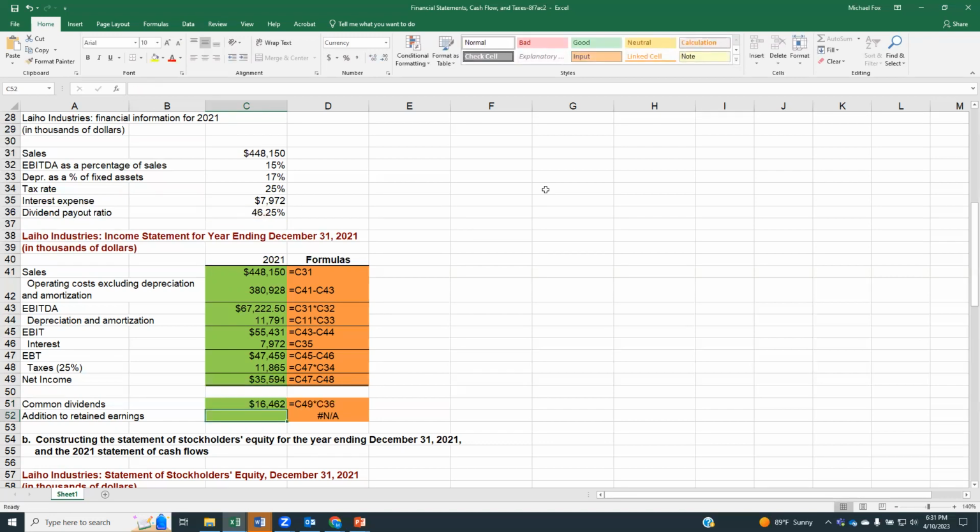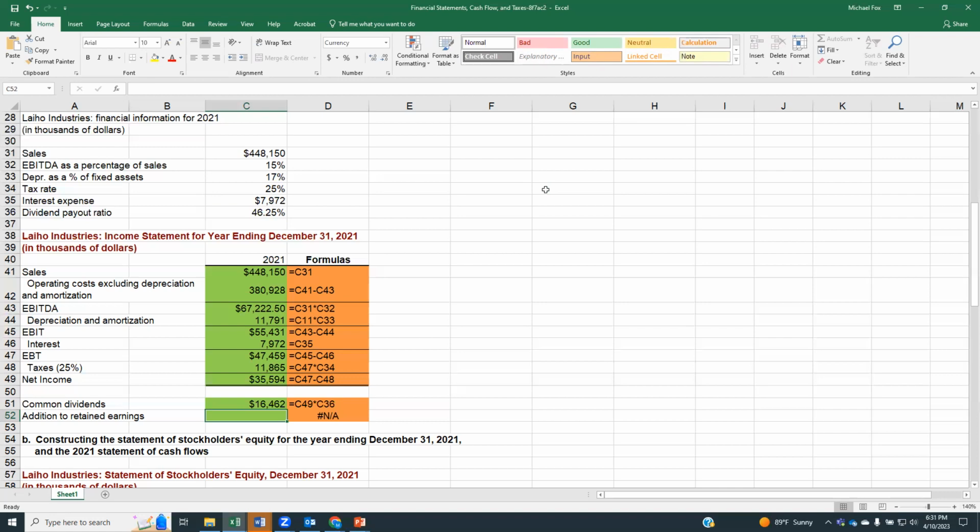And then my addition to retained earnings is going to be any of that. So dividends just mean the share of the profit, or net income is another word for profit, but the share of that net income that we pay out to the owners. So it's kind of like their compensation for being owners of the business.